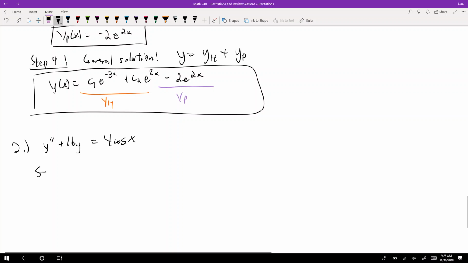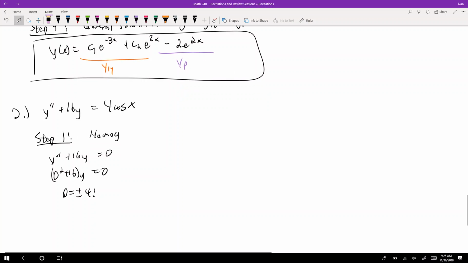All right, step 1 is the homogeneous. We're going to do this one quick. The homogeneous, so y double prime plus 16y is equal to 0, right? D squared plus 16 applied to y is equal to 0. D is plus or minus 4i. And from last week, this tells me that yh, the homogeneous, is going to be c1 cosine 4x plus c2 sine 4x.